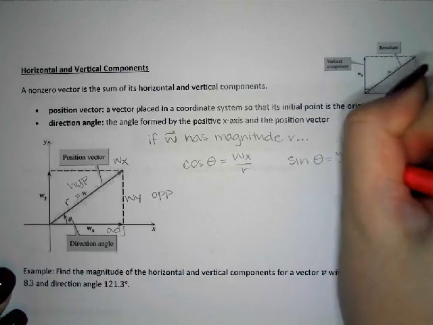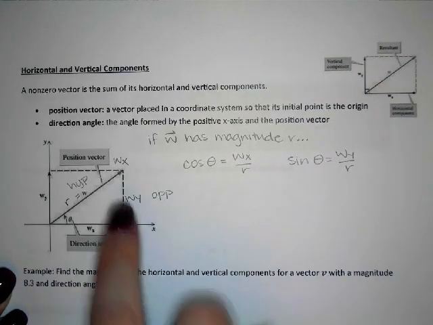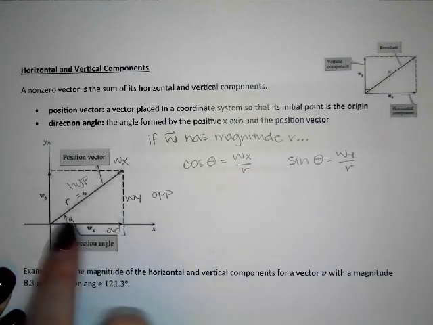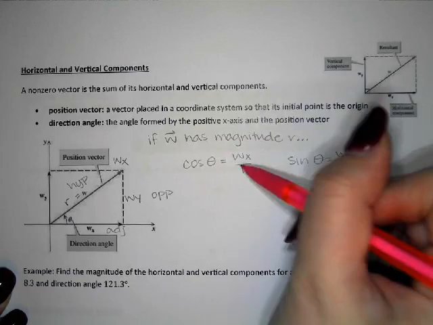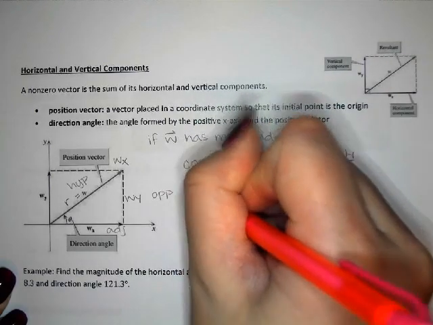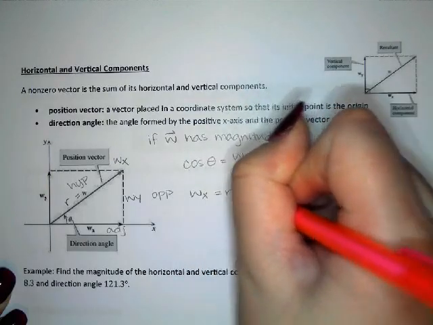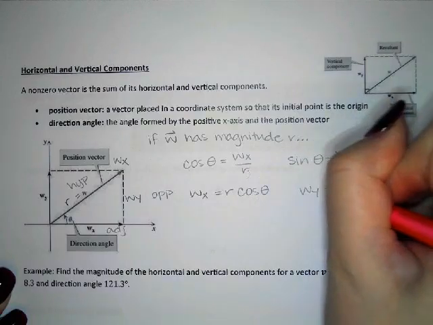So if I wanted to isolate this so I knew what just this vector was, or what just this vector was, I could take the r, the magnitude, and multiply it to the other side. So w sub x is r times cos theta. w sub y equals r times sine theta.